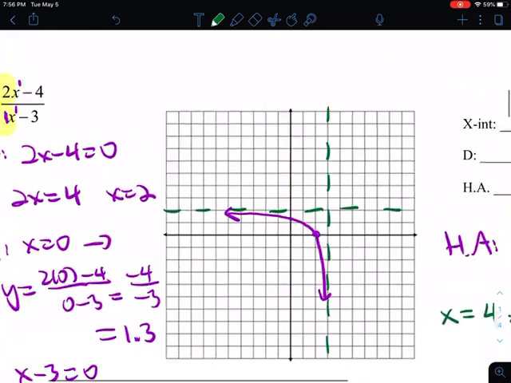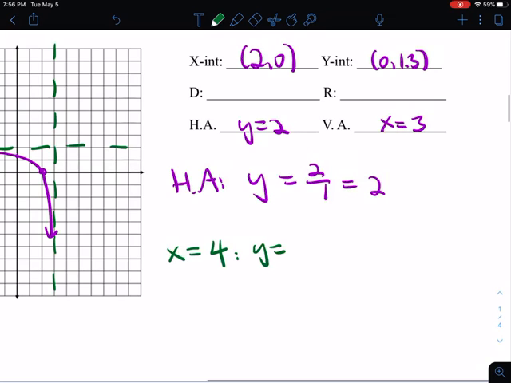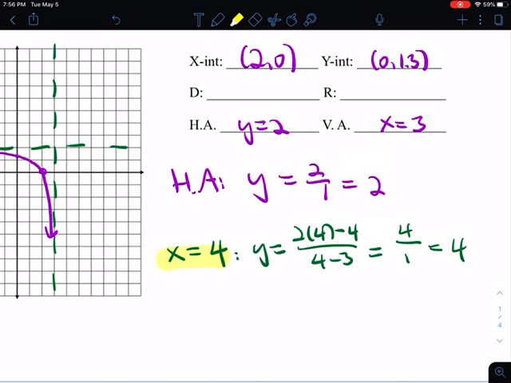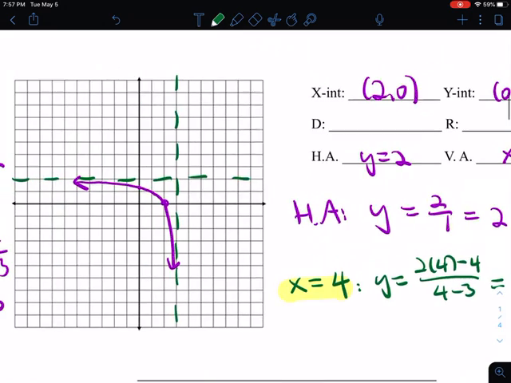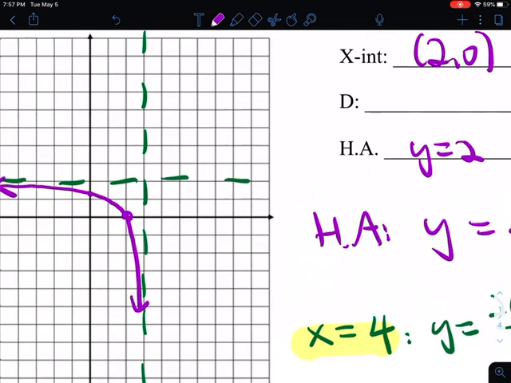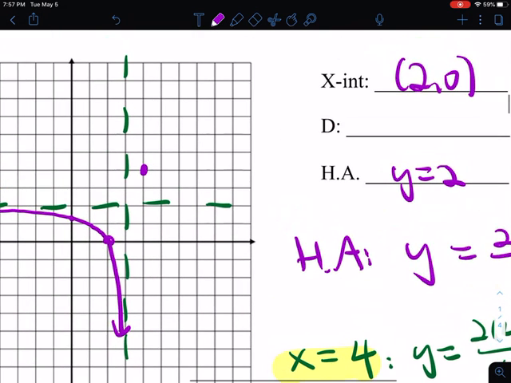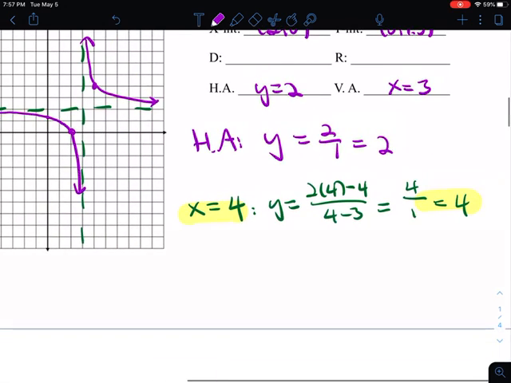So if x is 4, what's y? Let's plug into the equation. So 2x minus 4 over x minus 3. Again, I'm plugging in 4 for x. And what do I get? I get 4 over 1, which is 4. So when x is 4, y is also 4. So that gives us a new point on the graph, 4, 4. 1, 2, 3, 4, and right over there. So what that tells us is that my graph is gonna be in this top quadrant right over here and not down here. Okay, now I just chose 1 point, but that's actually enough.